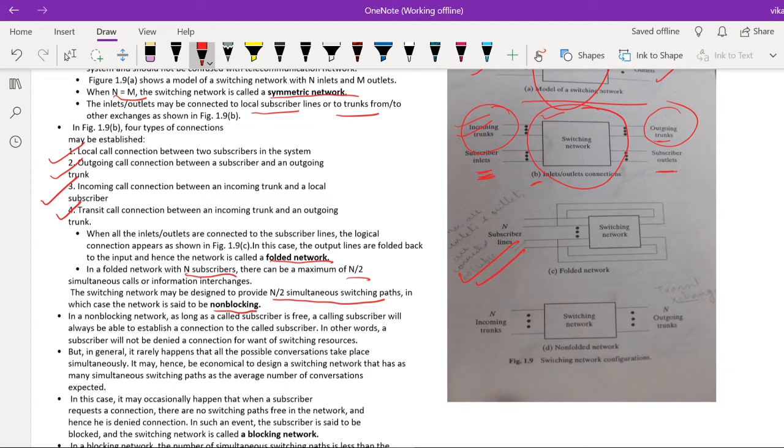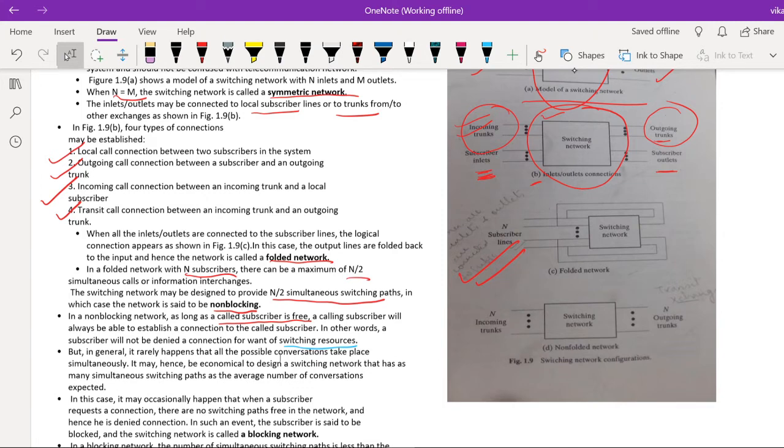In a non-blocking network, as long as the called subscriber is free, a calling subscriber will always be able to establish a connection to the called subscriber. In other words, a subscriber will not be denied a connection for want of switching resources. But in general, it rarely happens that all the possible conversations take place simultaneously. It is a very rare situation. And providing the maximum number of calls which are possible as a resource in the switching system or switching network is considered to be a wastage of economic resources.